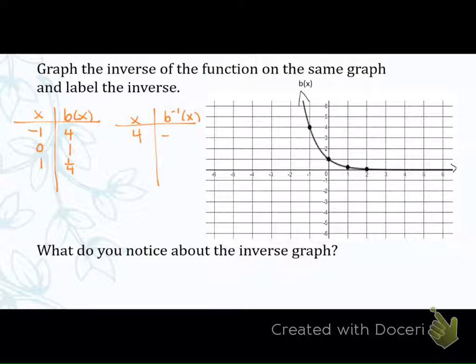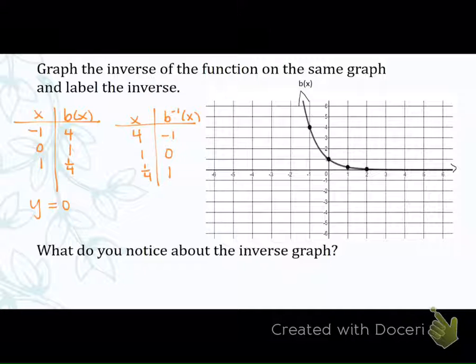4, -1, 1, 0, and 1/4, 1. Good. So we're going to then plot that. But before we plot that, first of all, what do you think the asymptote is here? What do you think the equation for the asymptote is here, Jana? 0. For b of x. It's at 0, right? So we think it's y equals 0.